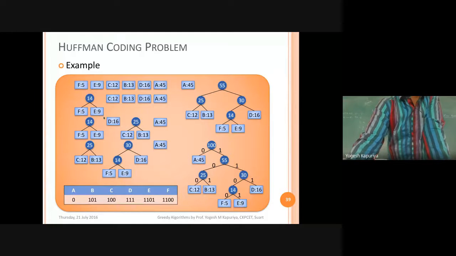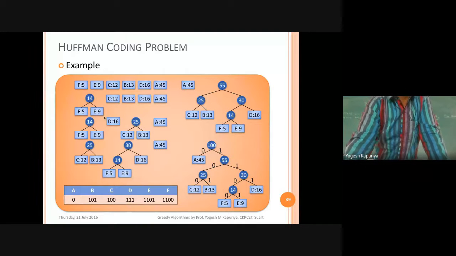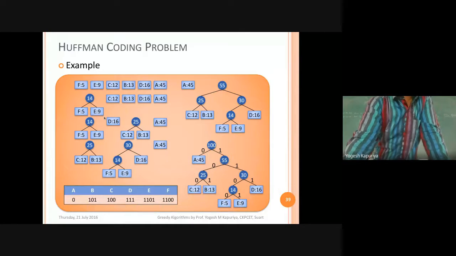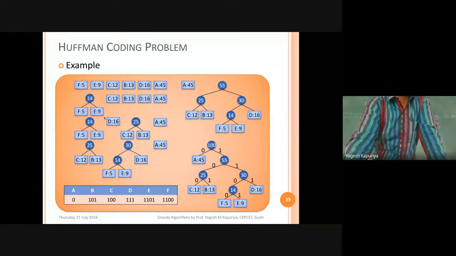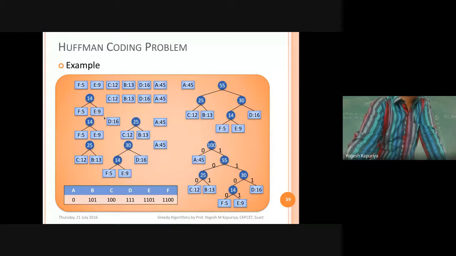Then you have to label 0 on the left, 1 on the right, or 1 on the left and 0 on the right, and then you can simply find out the code by traversing from the root node to the leaf node. So this is Huffman coding.